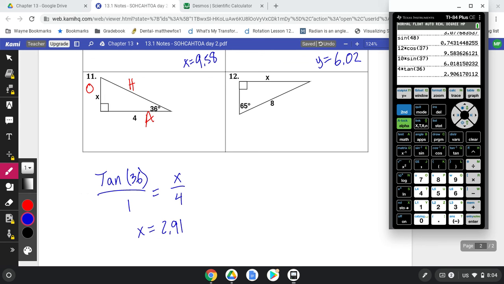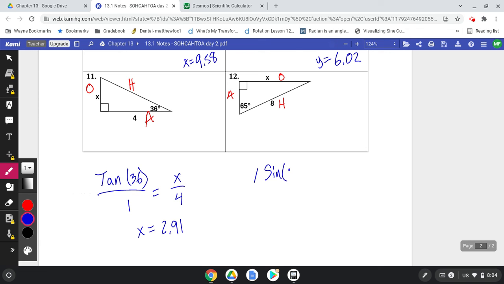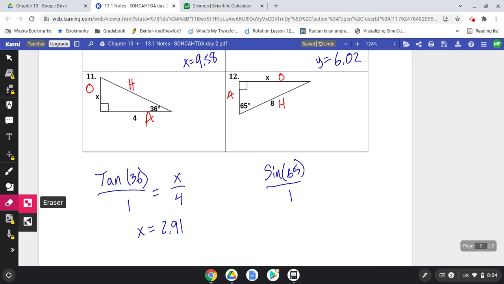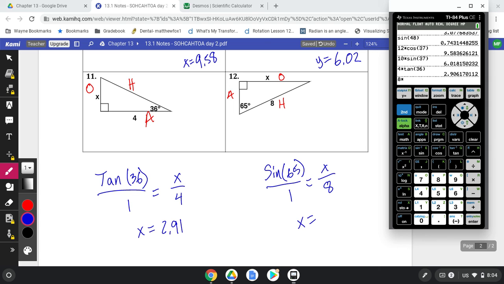Here's our final problem. This time the 8 is our H, the X is our O, right here's our A. Okay, so once again, O and H, this one's going to be sine. SOHCAHTOA, so if you forgot, sine of 65 divided by 1, equals O over H, so X over 8. We cross multiply, X will equal whatever 8 times the sine of 65 is. So 8 times the sine of 65, and we get 7.25.